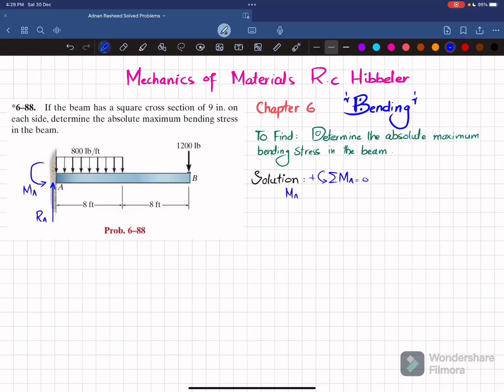The second moment will be due to this load, which is 1200, and the perpendicular distance is 16 feet. This is producing clockwise, so it will be negative. So I will write minus 1200 into 16.